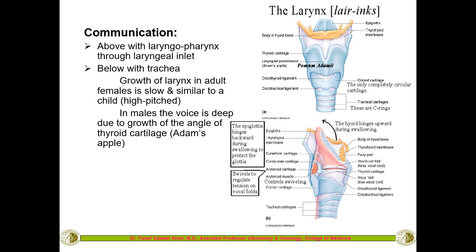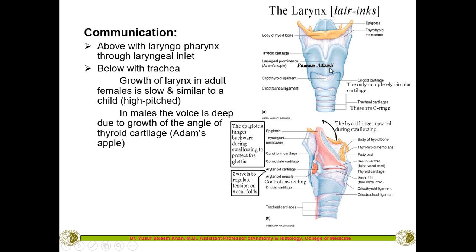In males, the voice is much deeper due to the well-developed larynx as well as the angulation of the thyroid cartilage. This is the thyroid cartilage. Here you can see the epiglottis at the top, and this is the cricoid cartilage. This is the whole extent of the larynx seen from the front, and this is from the side. If you see here, the angle between the two thyroid cartilages, these are called the laminae of the thyroid cartilage on either side.